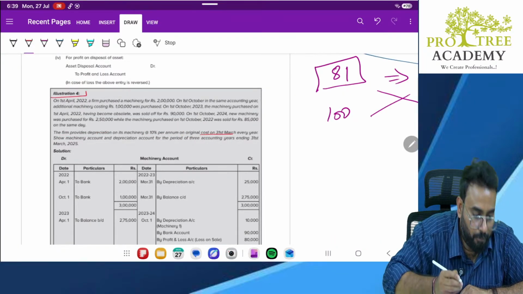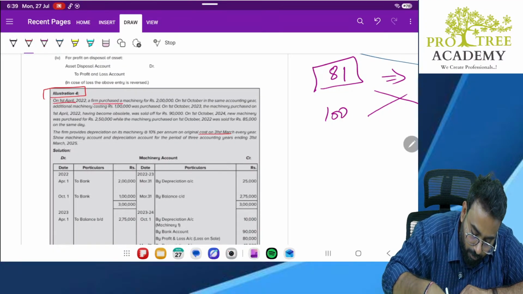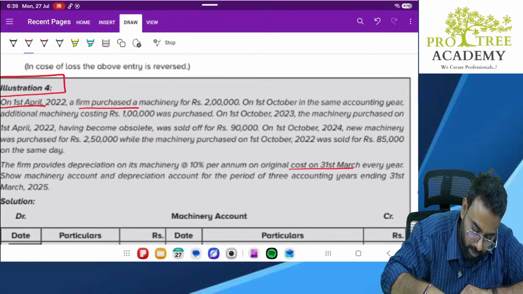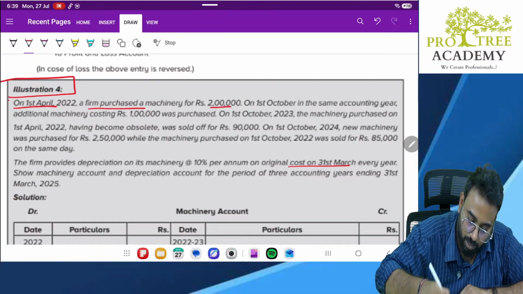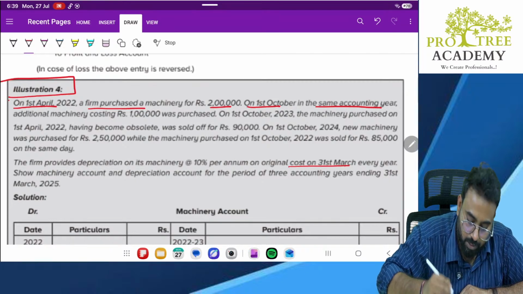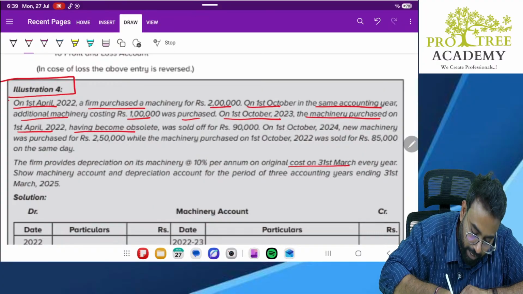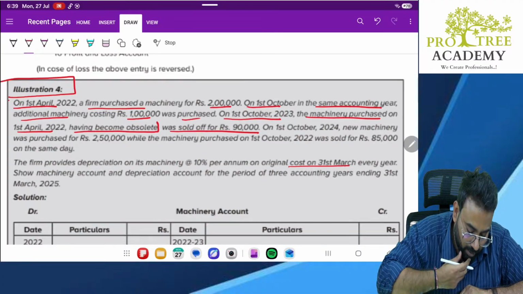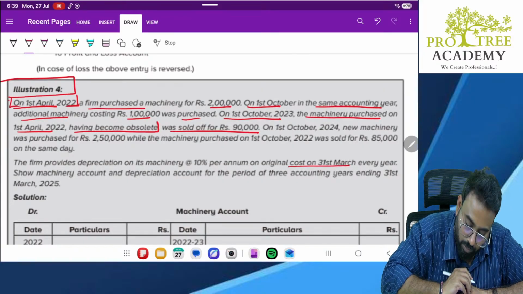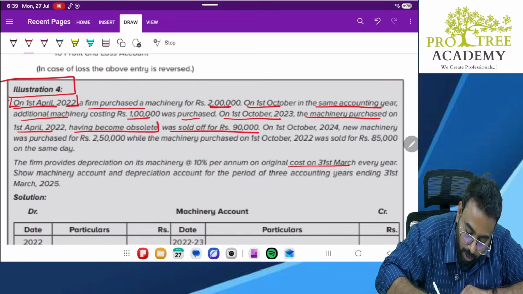Illustration number 4. On 1st April 2022, a firm purchased machinery for 2 lakhs. On 1st October in the same accounting year, additional machinery costing 1 lakh was purchased. On 1st October 2023, the machinery purchased on 1st April 2022, having become obsolete, was sold for 90,000 rupees. So we purchased the machinery on 1st April 2022 for 2 lakh. That machinery is sold on 1st October 2023 for 90,000.